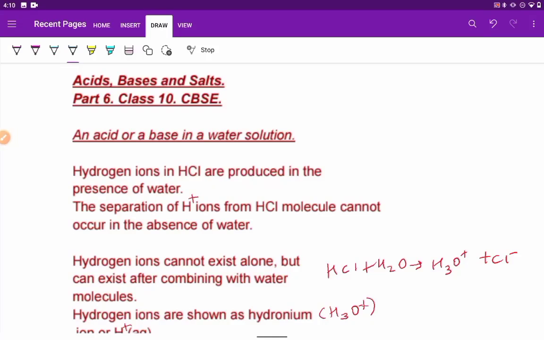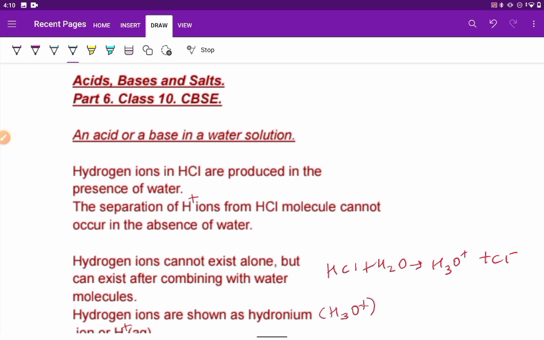Today we will deal with the topic acids, bases and salts. This will be part 6 of the chapter meant for class 10 CBSE. Now today we will see what happens when an acid or a base is added to water, that is in a water solution, how they behave.